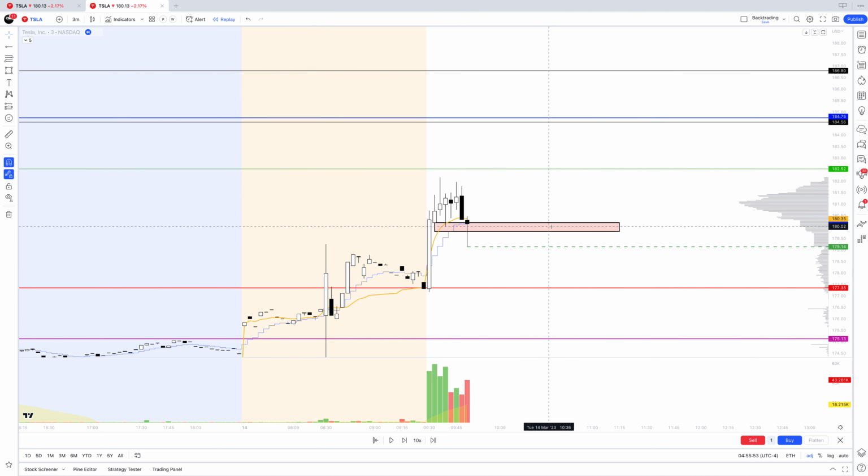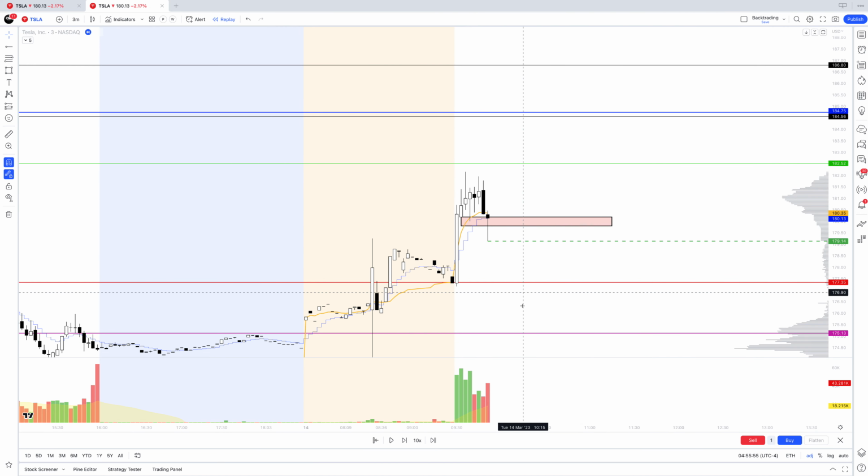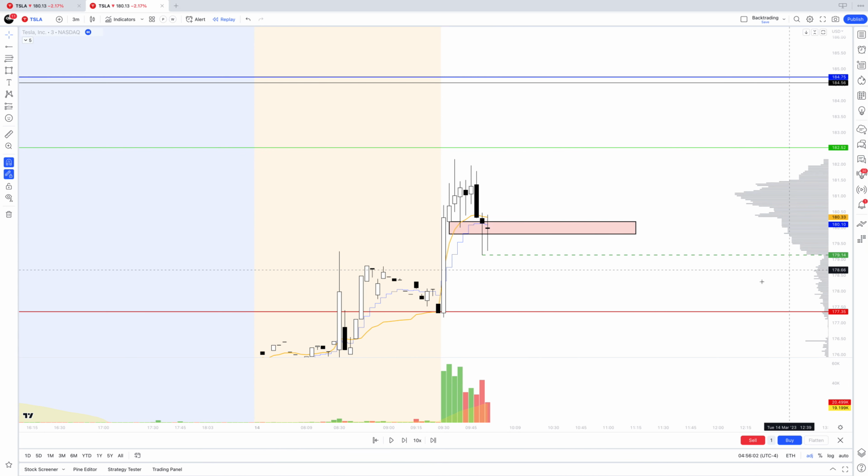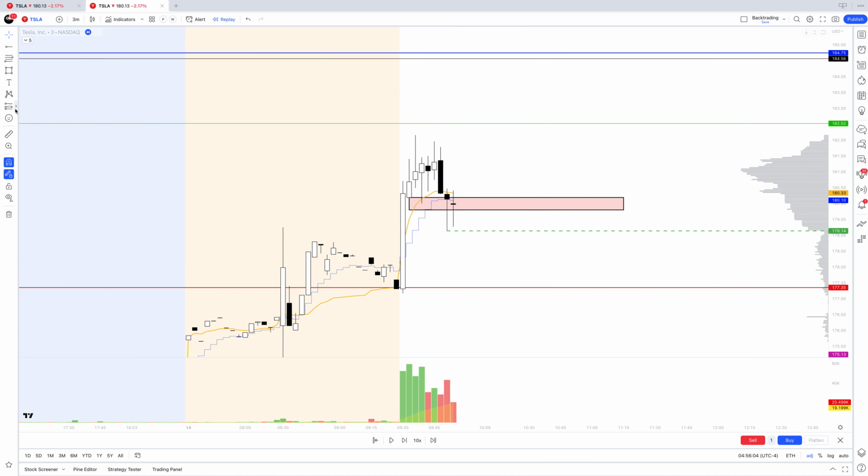Alright, let's see if we can test it again. Also holding now, red area, which is nice to see. Still looking at volume here. Right, we've got a doji candle. I could play it here, to be honest with you guys, and I comfortably would. I'd be going long. Right, we are below VWAP, obviously.